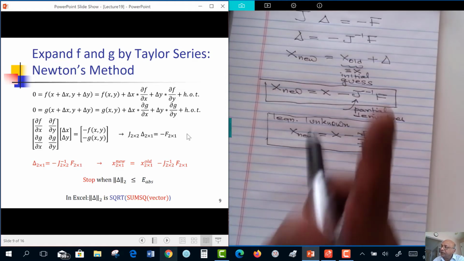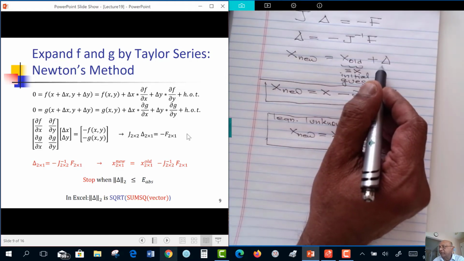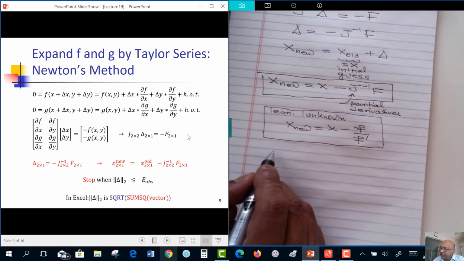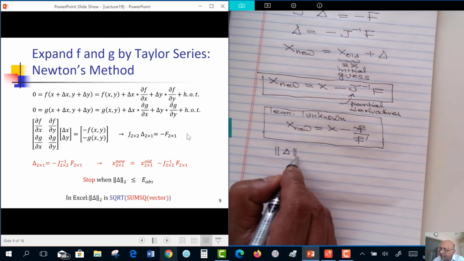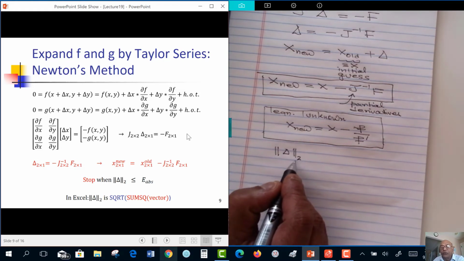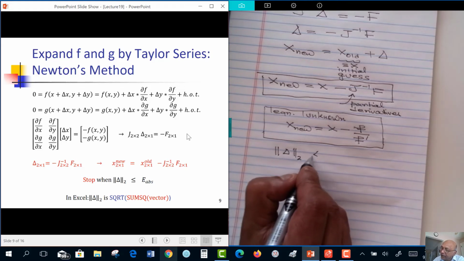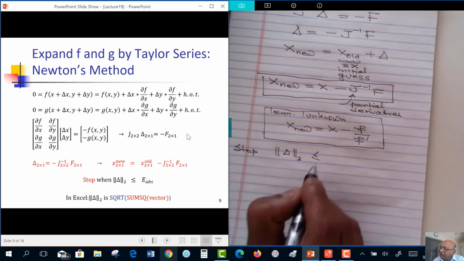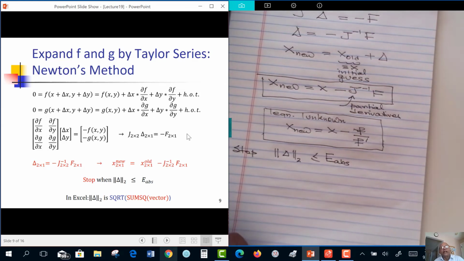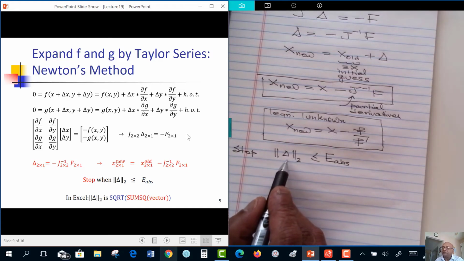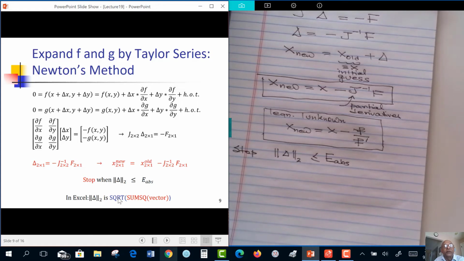So when should we stop? We'll stop whenever delta becomes small enough. So let's say we want to use some kind of criteria. We could use any of our vector norms. Vector norms are usually absolute criteria. So we could use Euclidean norm, norm 2, and say stop iterating when delta norm becomes less than this. Now in Excel, we can find this by using the square root of the sum square of the vector, which is our delta vector.